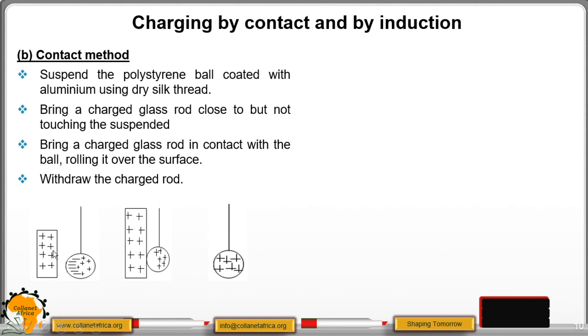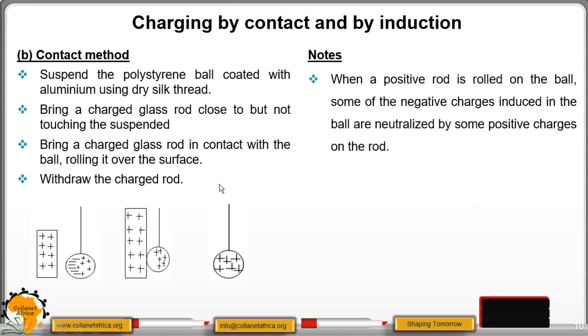So first of all, you are bringing it closer so that you can attract the negatively charged particles. Then you roll it over so that you can neutralize the negatively charged particles. And then finally, you withdraw your charged rod so that the charges that are left can redistribute and your body can gain the positive charges.